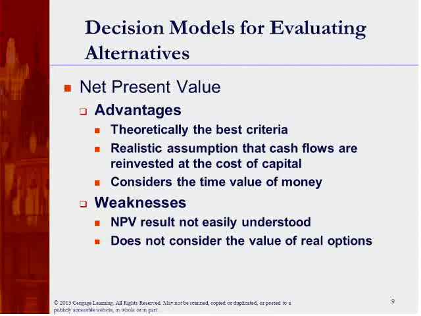Now, what are the advantages? NPV's greatest advantage is that theoretically it is the best criterion there is, and it makes a realistic assumption that cash flows are reinvested at the cost of capital. It considers the time value of money. All these are important. What are the weaknesses? NPV is not easily understood. You say NPV is 250, and a lot of non-finance people would not know what you're talking about. And it does not consider the value of real options, that means the abandonment option and other things. But despite everything, NPV is considered to be the best possible method by most people.